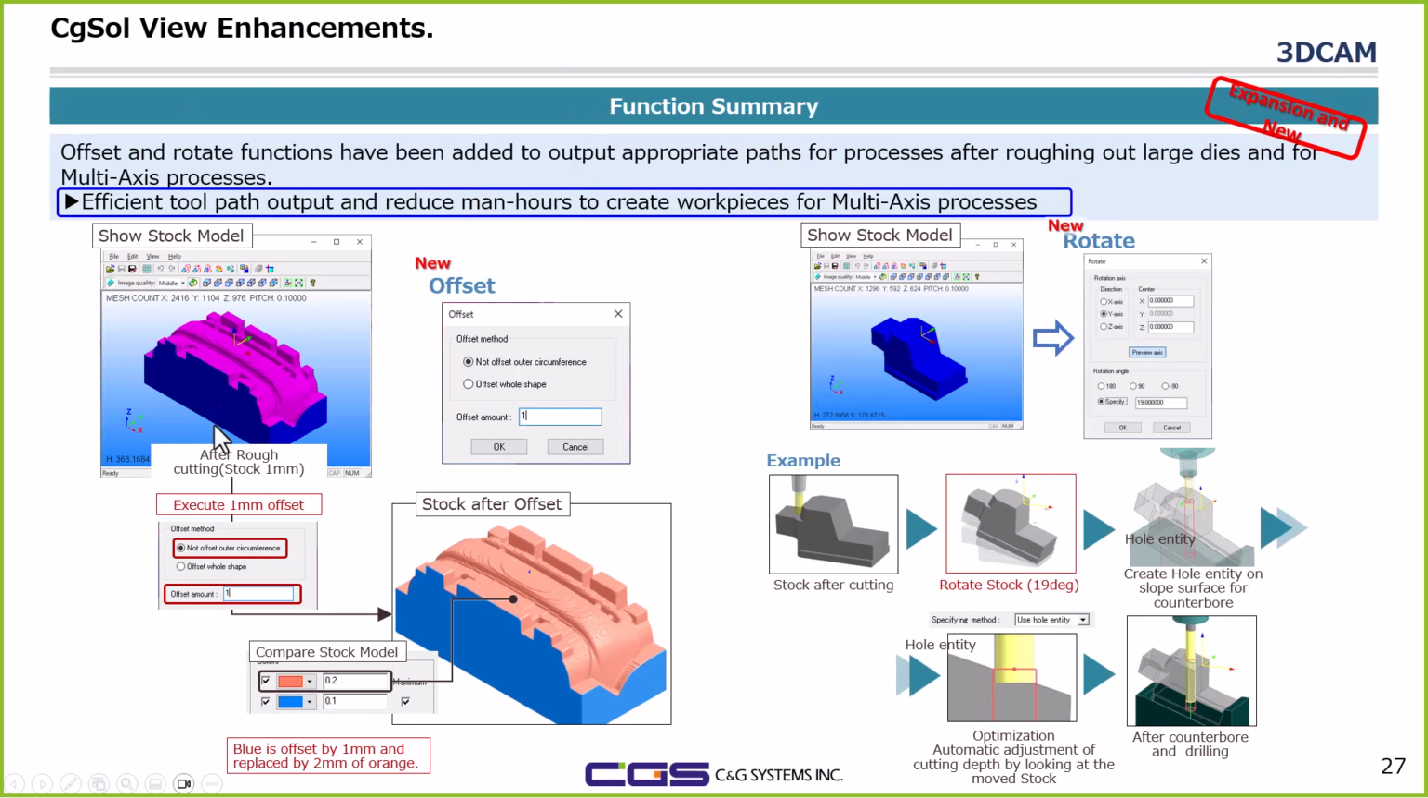With the solid, you can now just add, instead of the whole shape, the offset from the outer circumference. Therefore, if it's already been squared up and you just need to add your stock up here, it makes it a lot easier. And you're now able to rotate the stock so that you can create more accurate stock models.